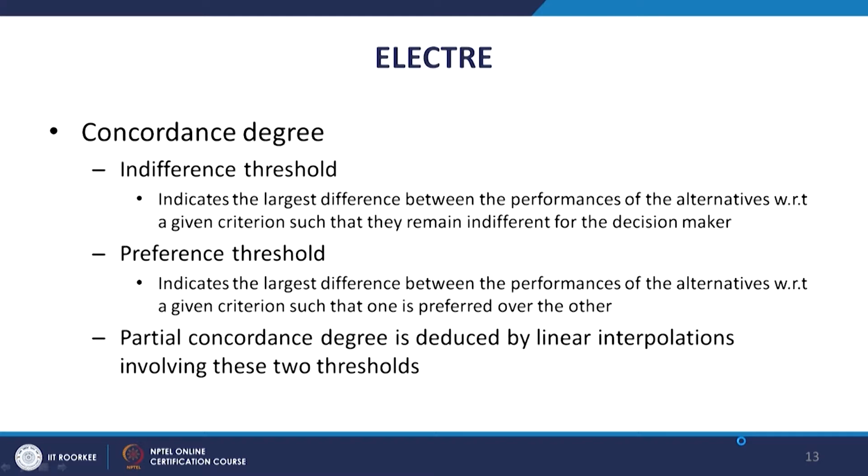Till now we have talked briefly about what we mean by these thresholds. Now let us define them before we move ahead. What do we mean by the indifference threshold? This threshold indicates the largest difference between the performances of the alternatives with respect to a given criterion such that they remain indifferent for the decision maker. We are indicating through the indifference threshold the delta difference in the performance of two alternatives A and B, the largest such delta which is not going to change the preference of the decision maker for these two alternatives.